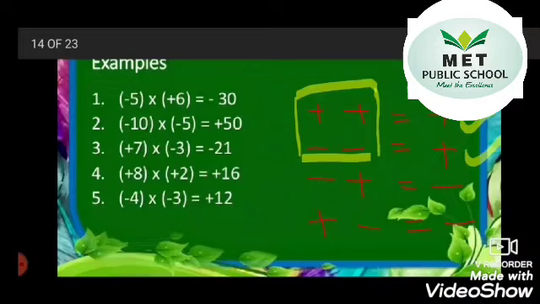Fourth one, 8 into 2. Both are positive, so your answer is also positive. 8 2s are 16. Fifth one, minus 4 into minus 3. Both are negative. Both have the same symbol. So your answer will be plus 12.